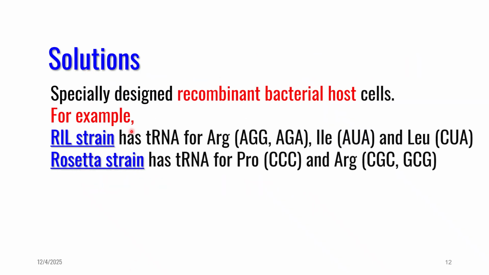You can solve this problem by using specially designed recombinant bacterial host cells. For example, RIL strain, which has tRNA for arginine, isoleucine and leucine, or alternatively you can use Rosetta strain, which has tRNA for proline and arginine. So using these commercially available recombinant strains, you can solve your problem.